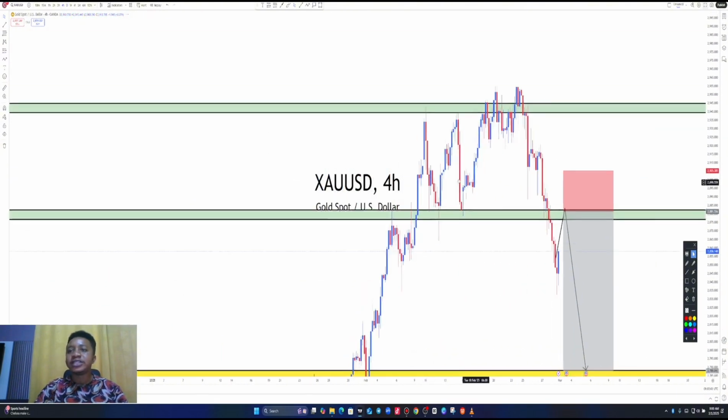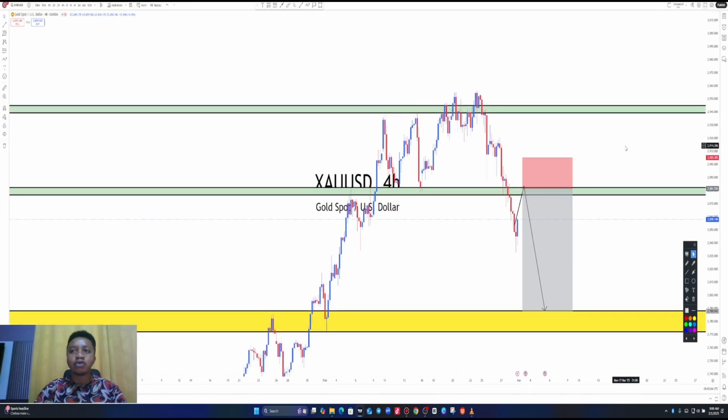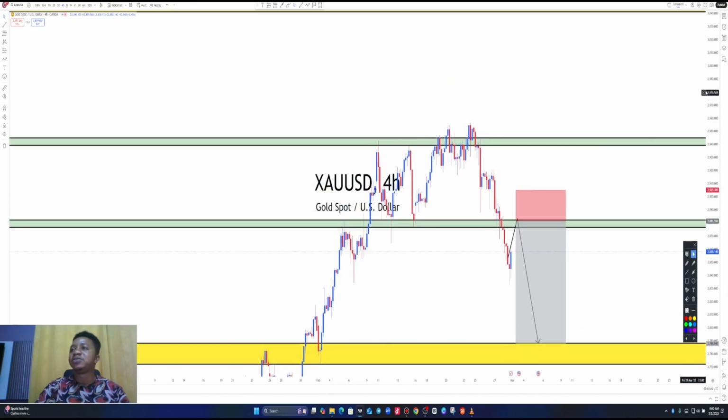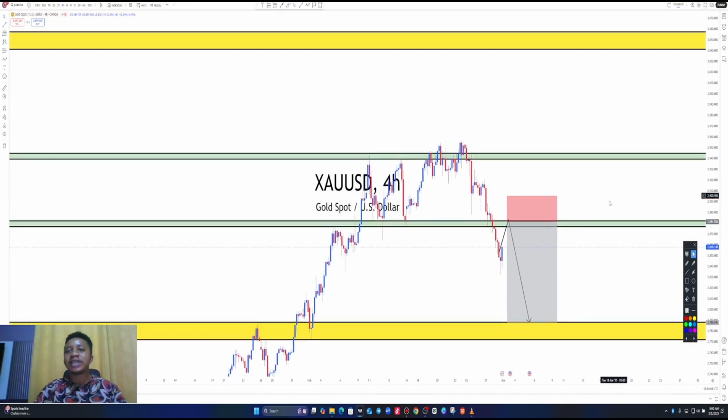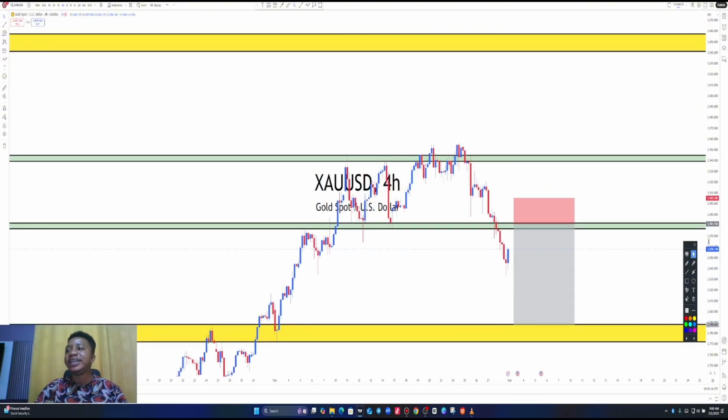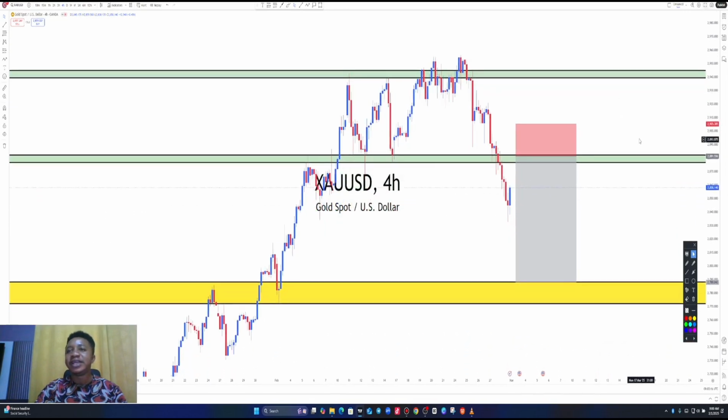All right, so this is the forward time frame on gold. Now, gold on the forward time frame, let's put our final touch on this pair. What has happened on the 4 hour? Let's explain. If you look closely at the forward time frame, price is moving in a downtrend. Let me explain the forward to you.